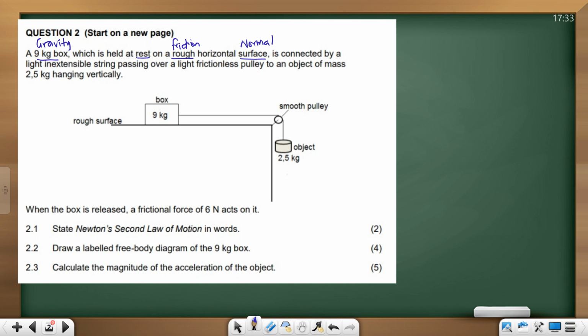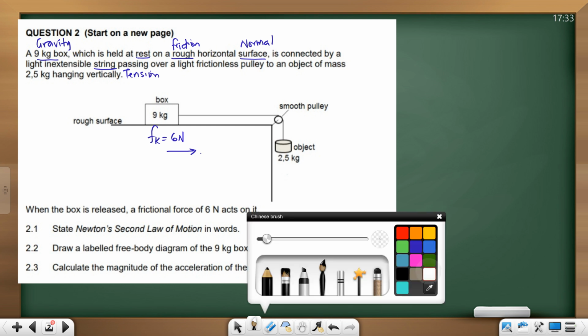All right, it's connected by a light inextensible string. That tells me there's tension, over a light frictionless pulley to an object of mass 2,5 kg hanging vertically. When the box is released, a frictional force of 6 Newton acts on it. Okay, so we do know friction here, which is what? 6 Newton. And obviously, it's going to move to the right.